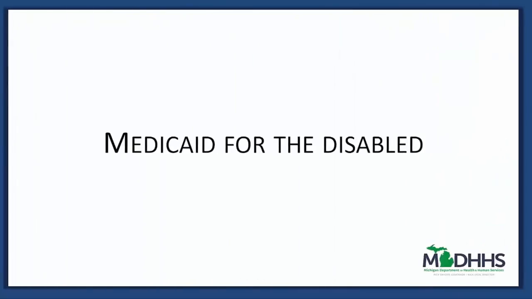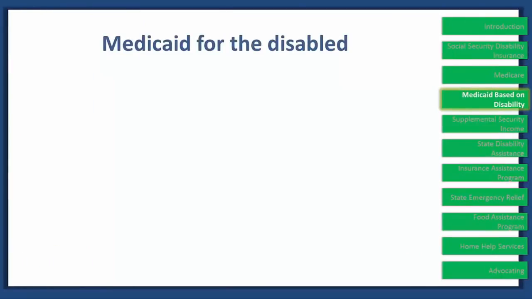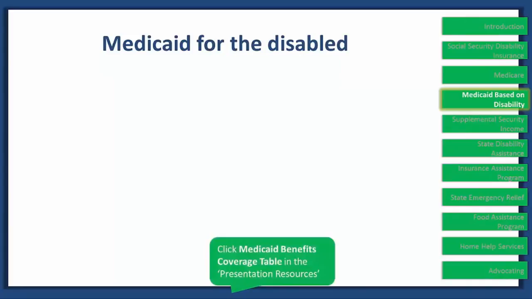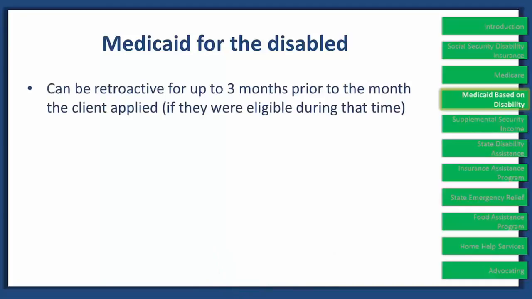The next program that your client may be eligible for, if he or she is considered disabled, is Medicaid. To see the services that Medicaid covers, take a look at the Medicaid Benefits coverage table in Program Resources. Medicaid coverage can be retroactive for up to 3 months prior to the month a client applies, if the client would have been eligible during that period. If the client thinks she might be eligible, she should apply.